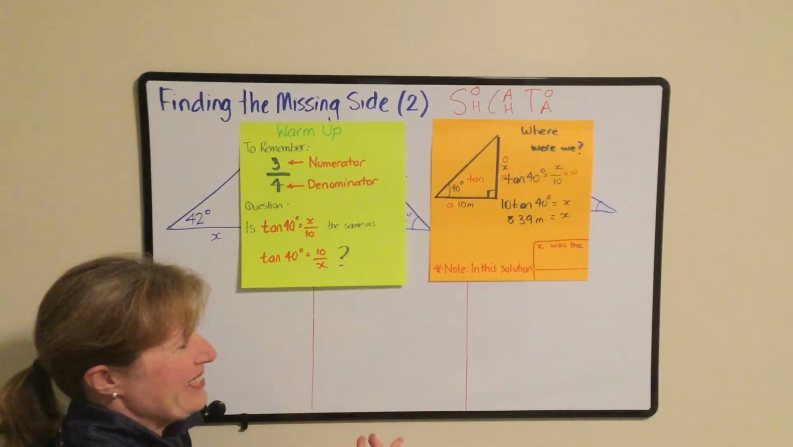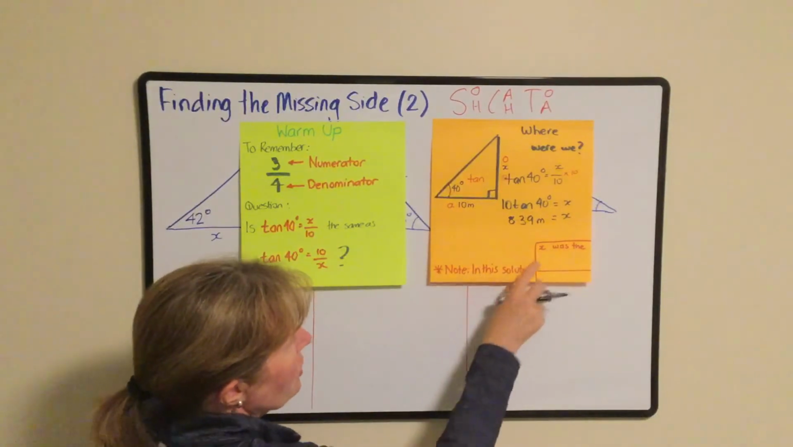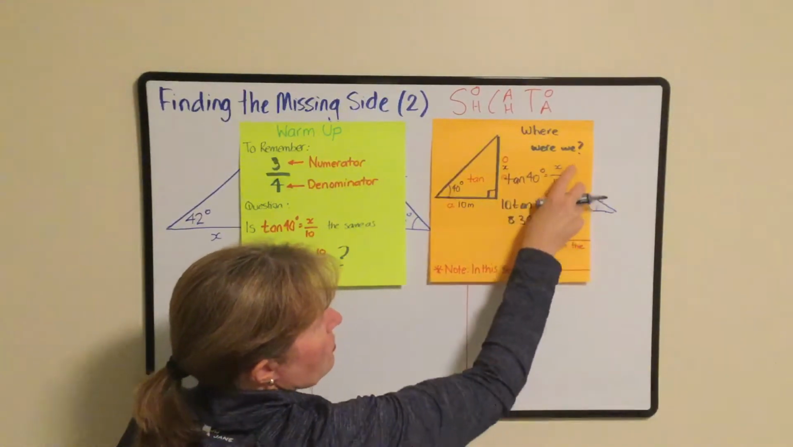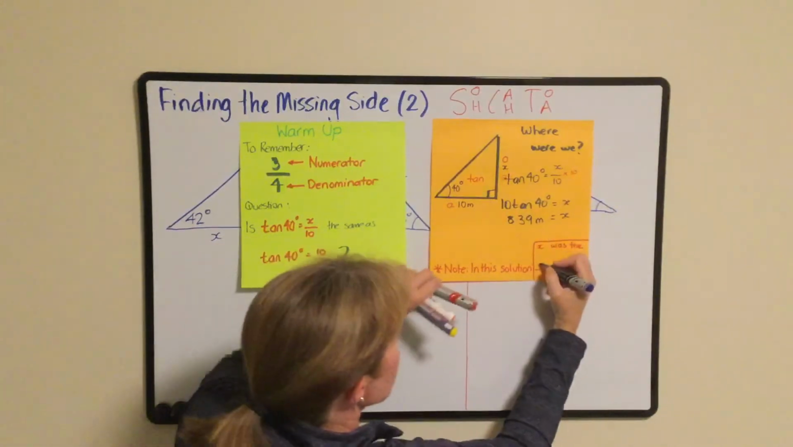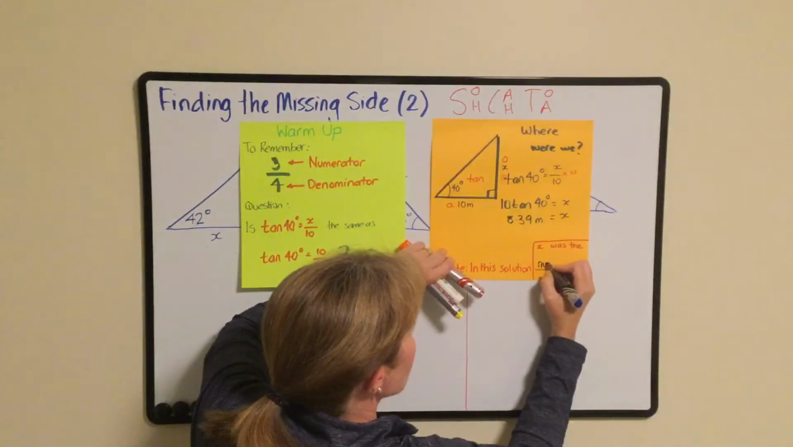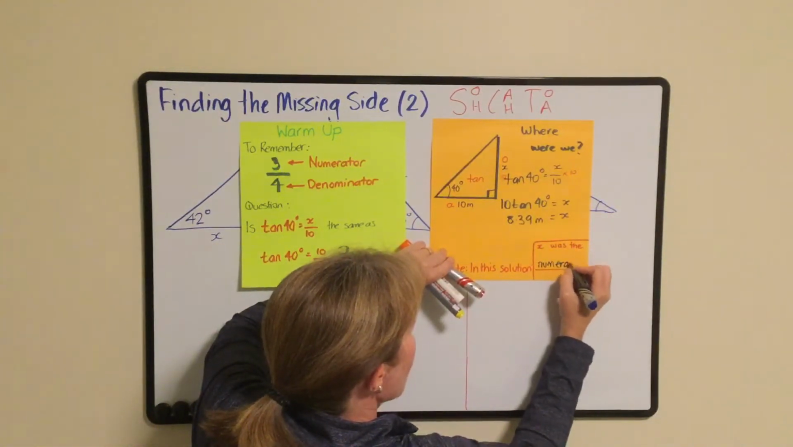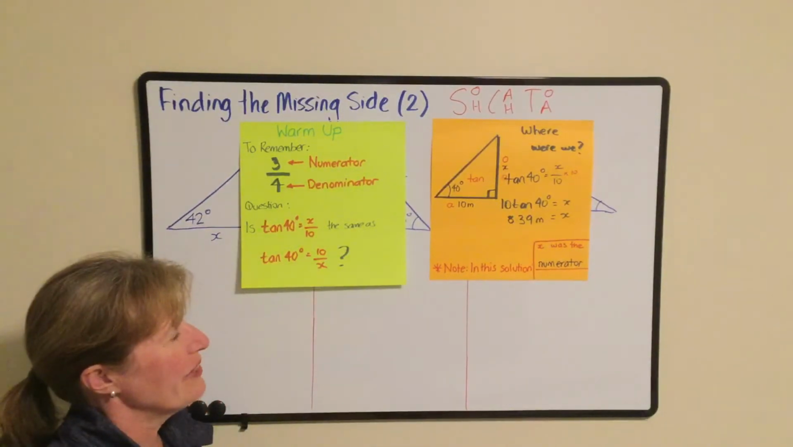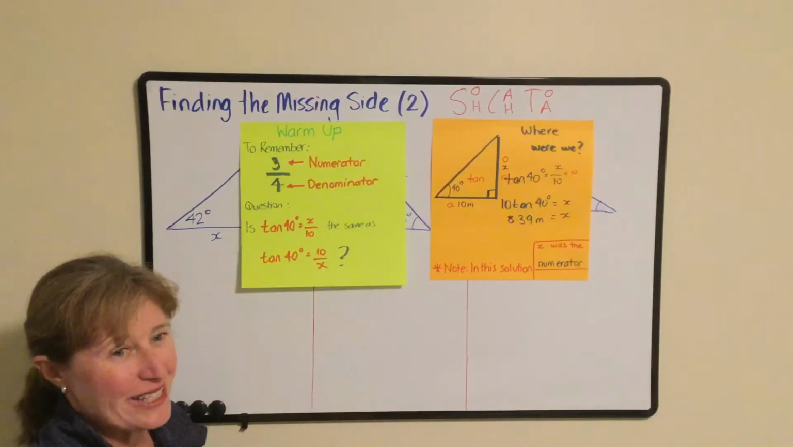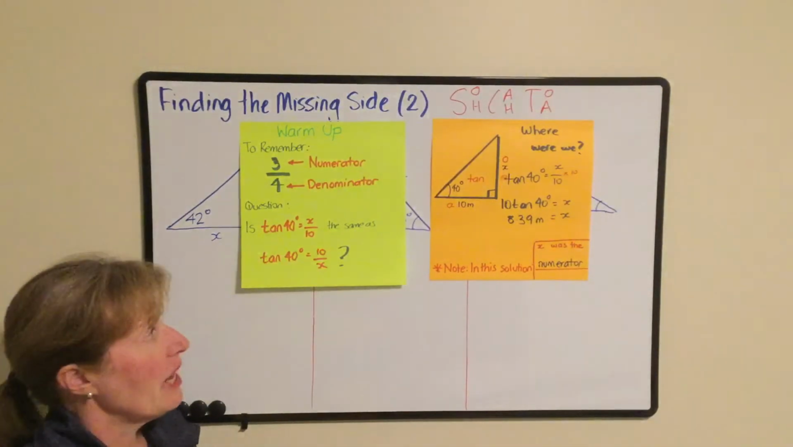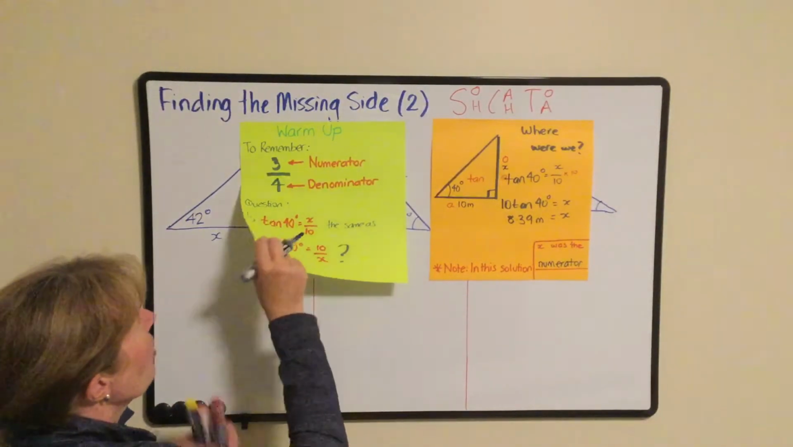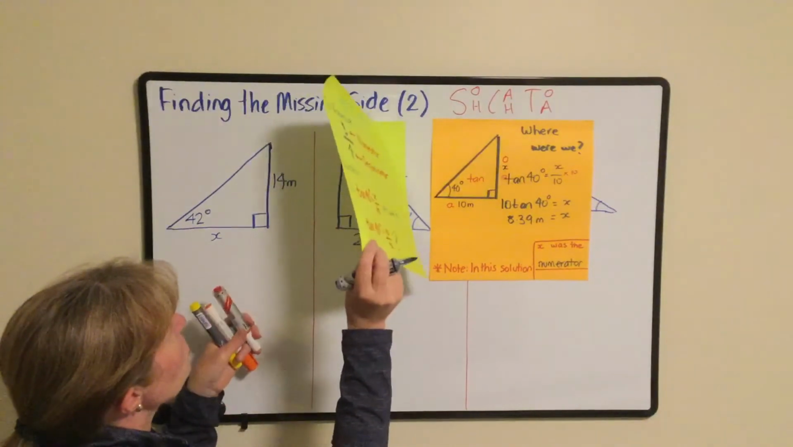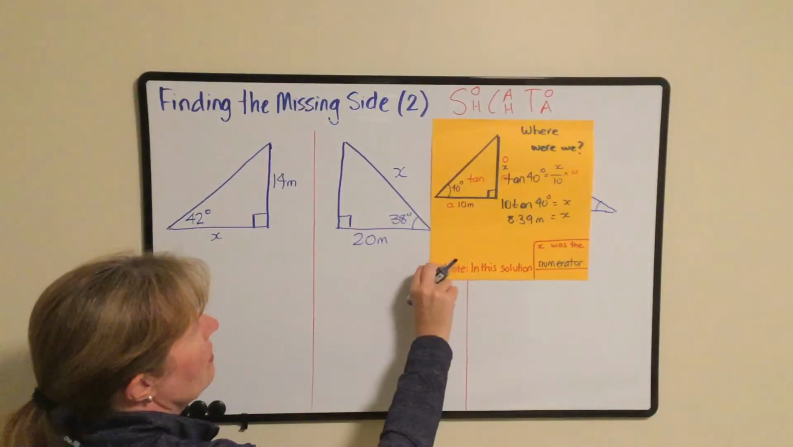So that's what we did last lesson, and just notice that in this solution, x was the numerator. It was the number on top when we solved that question. You can probably see where we're going with this. You probably need to write that down, so pause the video. When you're ready, come back, and then we're going to move on to the actual part 2 for finding a missing side.